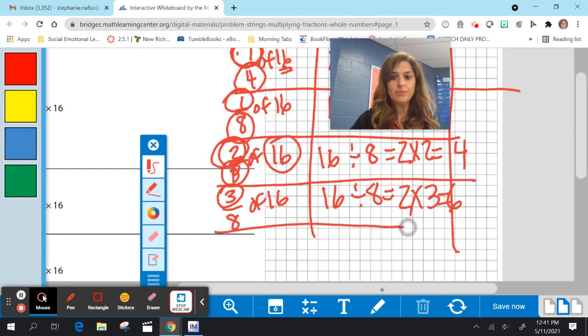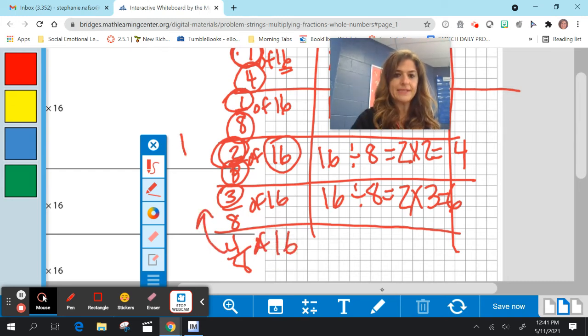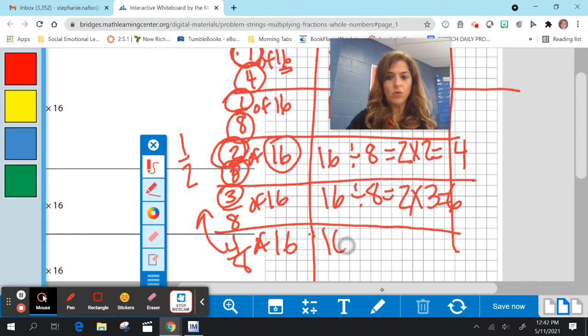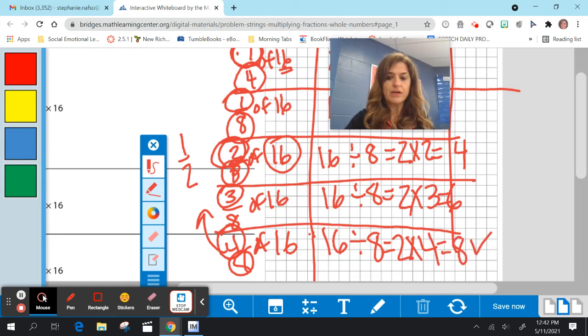Now, the next problem is 4/8 of 16. Some of you recognize that 4/8 is 1/2. And we know what 1/2 of 16 is. But we're going to follow that same strategy. We have the whole 16 tiles divided by the denominator 8 is 2. And because our numerator is 4, we're multiplying 2 times 4. That gives us 8. And this checks because half of 16 is 8.